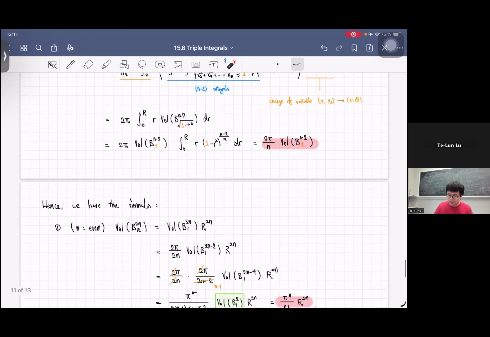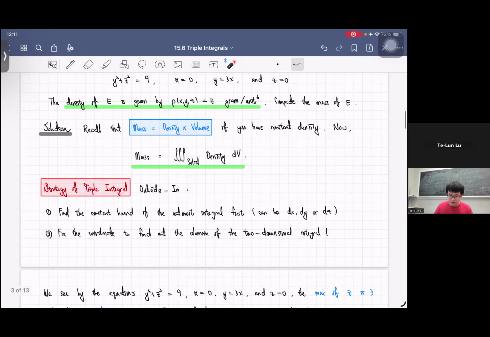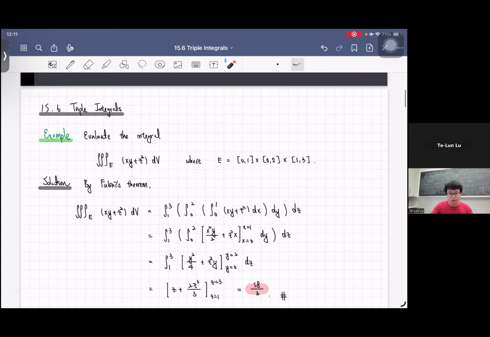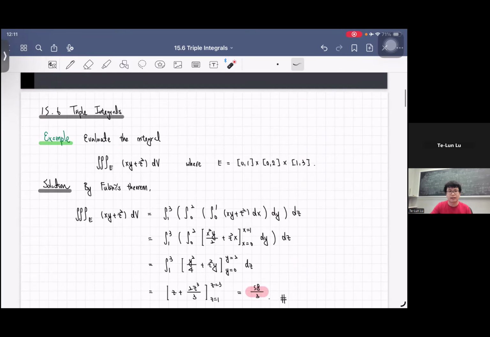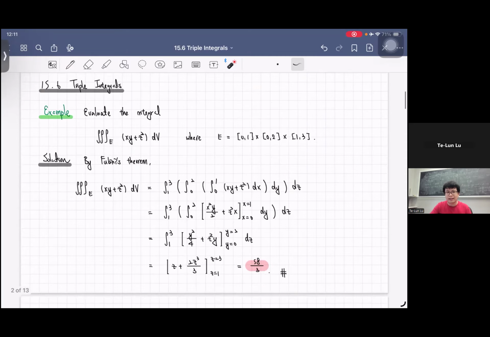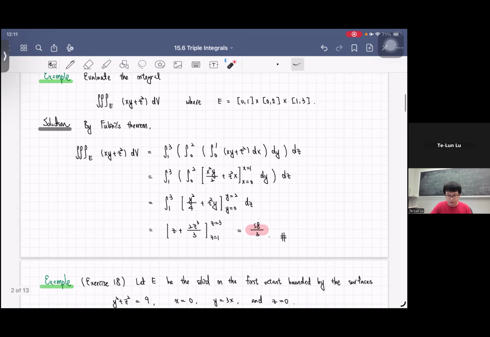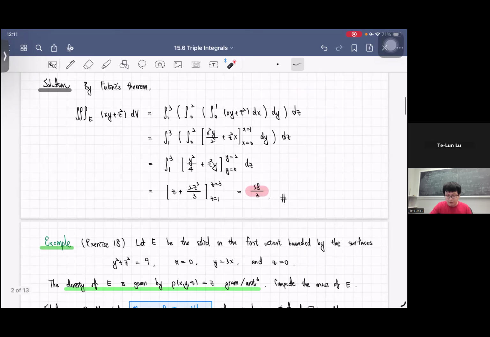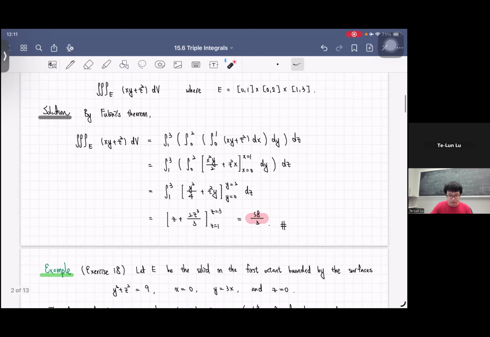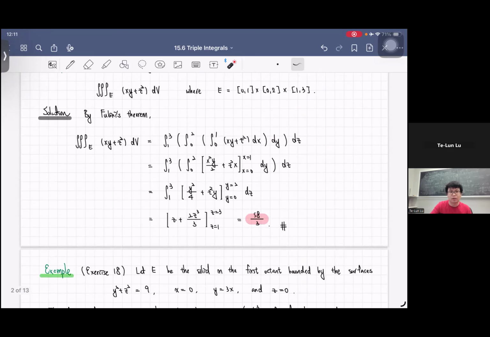Okay, let us go back to see what we have done. So in this section, we're introducing triple integral, which behaves a lot like the double integral. And the constant boundary case is very naive. I believe you guys can do that effortlessly because you simply use Fubini's theorem to evaluate it by iterative integral.